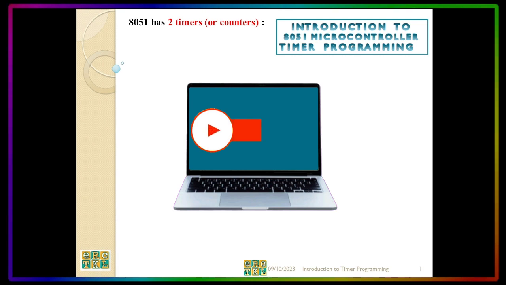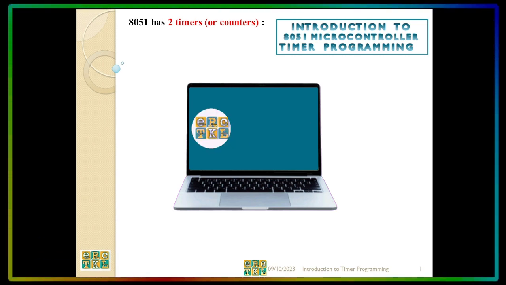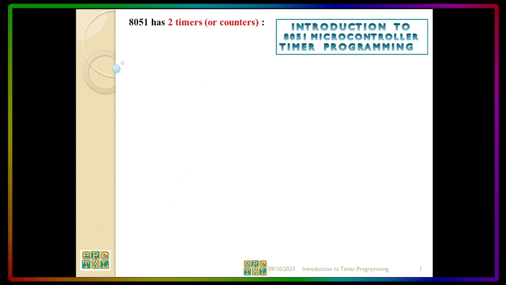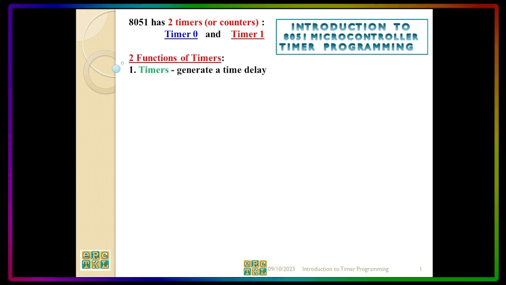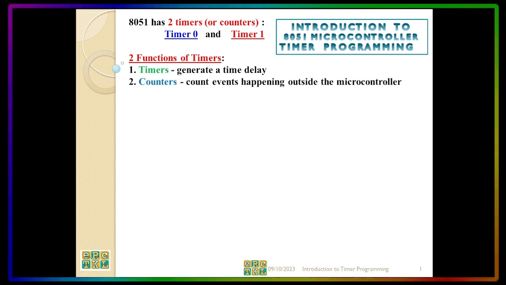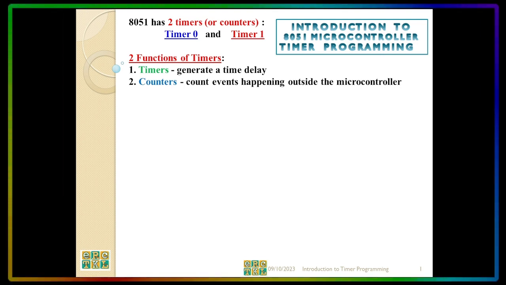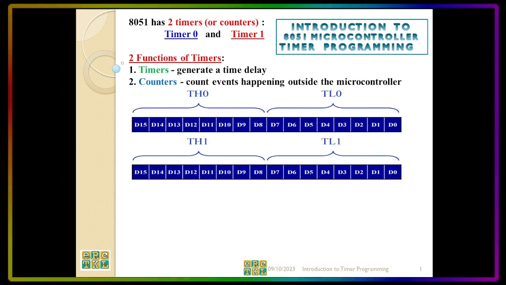First, the 8051 microcontroller has two timers, or we also call them counters. We call them timer 0 and timer 1. There are two functions of timers. First, it can be used as a timer, which can generate a time delay. Second, it can be used as a counter, which can count events happening outside the microcontroller.